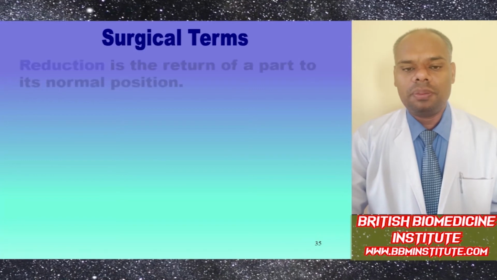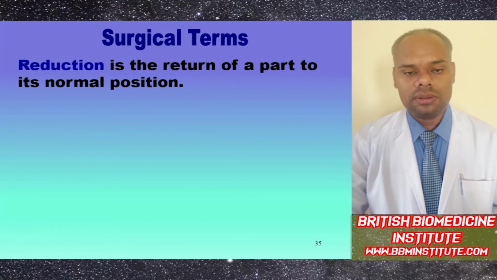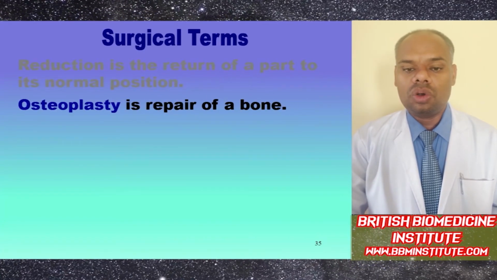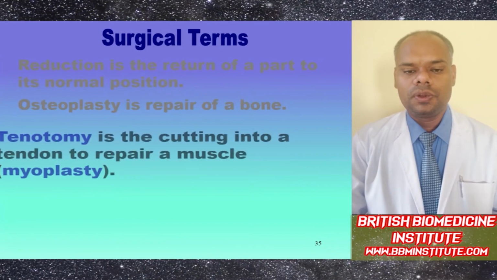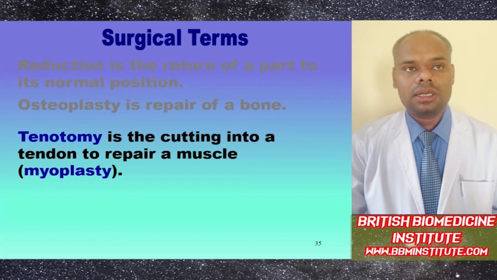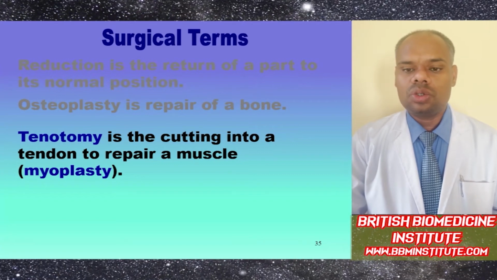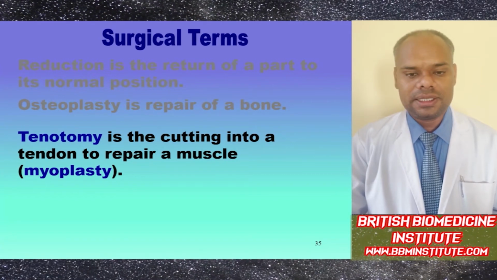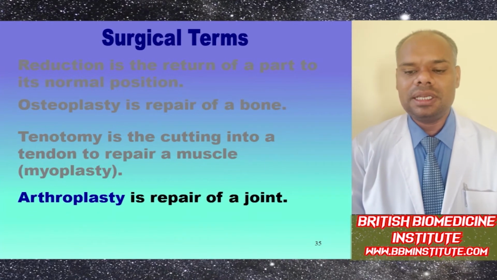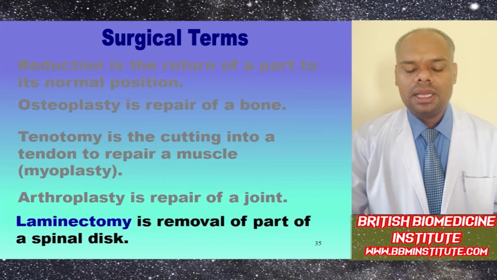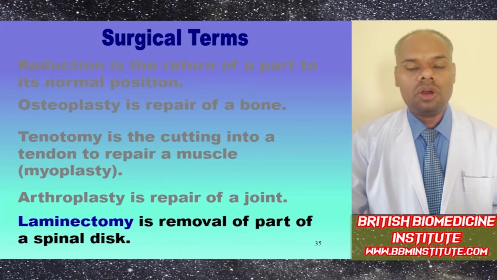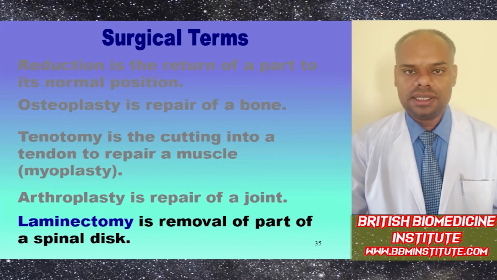Reduction is the return of a part to its normal position, and osteoplasty will help in repairing a bone. Tenotomy is the cutting into tendons to repair a muscle, like myoplasty, and arthroplasty is the repair of your joints. Laminectomy is the removal of part of your spinal vertebra.